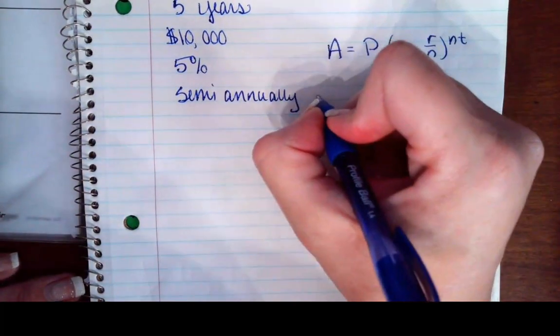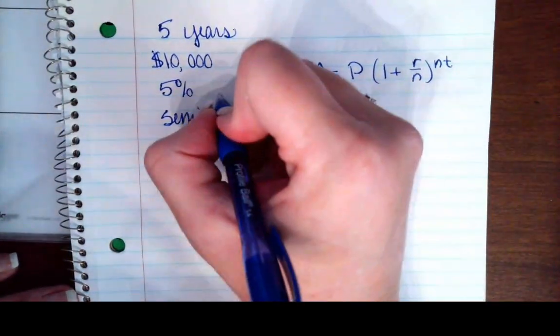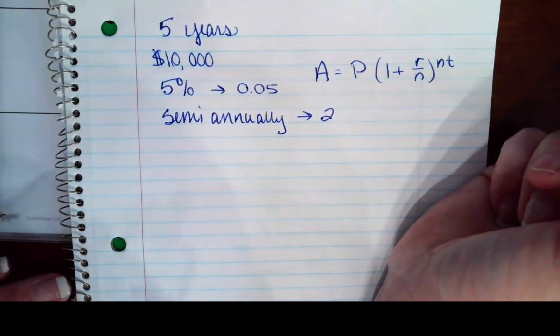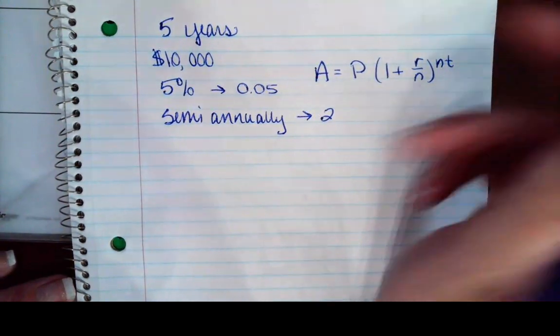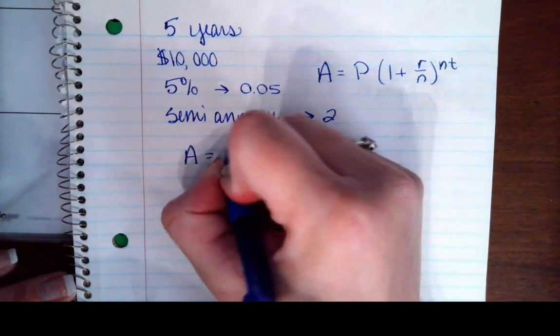So what do I know? What do I not know? Semi-annually means twice per year. Okay. Remember that your interest rate needs to be in decimal form. So I want to know how much money will there be? How much am I going to achieve? So I'm solving for A.